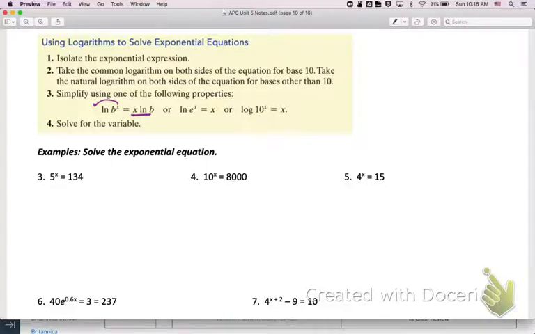So I'm going to rewrite this equation so that I have a little bit of space to add more stuff in. So I have 5 to the x equals 134.